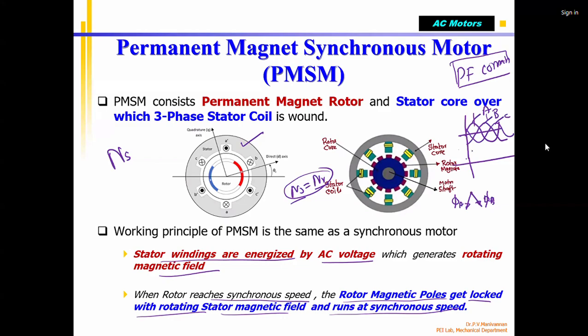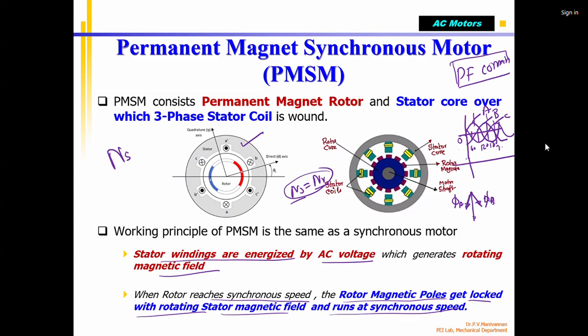At any given instant, this is the instant. This is 0 angle, this is 60 degrees, 120 degrees, 180 degrees, like that. This is 360. Correct? I already showed. So at any instant, two magnetic fields will be working, and the third one will be lesser in comparison. So you get a resultant magnetic field.